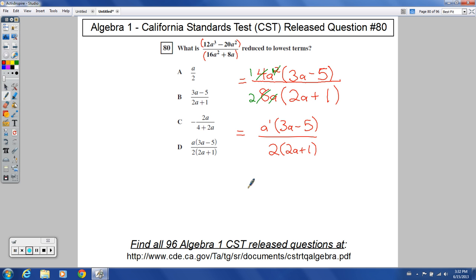Now we don't need to write this a to the first power. That can just be written as a. You've got a times 3a minus 5. You've got 2 times 2a plus 1 on the bottom, and that looks like it is choice D for number 80.